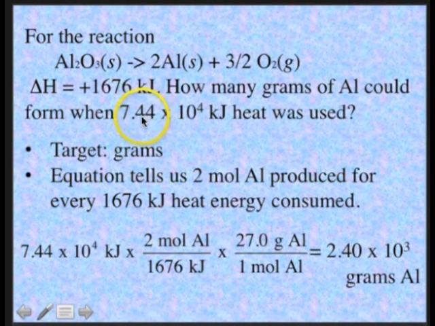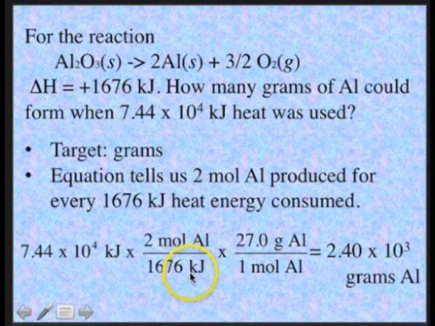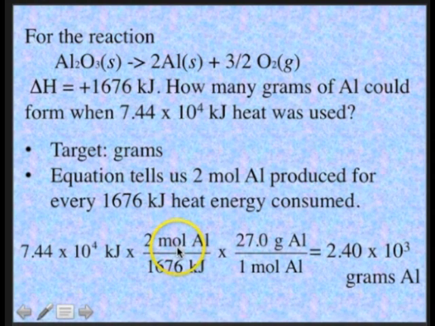That's the overall given amount of heat used. Now your conversion factor between kilojoules of energy for the reaction for every 2 moles of aluminum that are produced, and then a simple conversion of moles of aluminum into grams of aluminum, and that gives 2.4 times 10 to the 3 grams of aluminum.